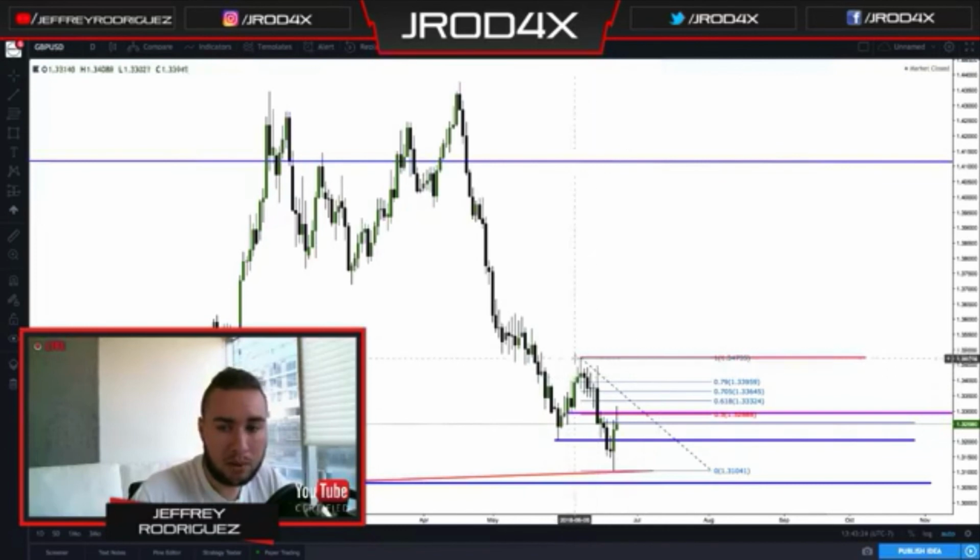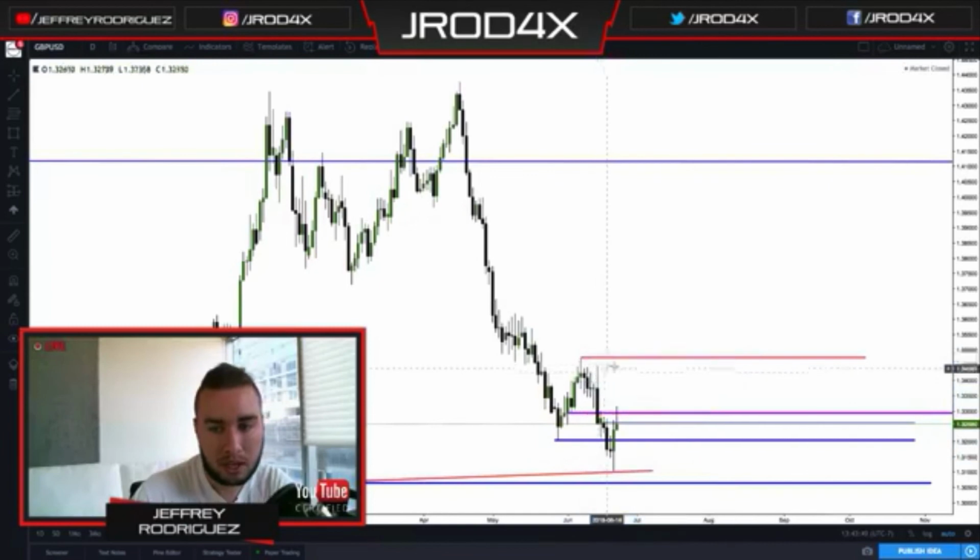But again, if we do break above this, that's going to indicate a break in structure, and we can be looking for compounding long positions on this, because we're likely going to go back above these equal highs if we break above this. So that's really what I'm going to be focusing on for the week, is going to be cable and euro.